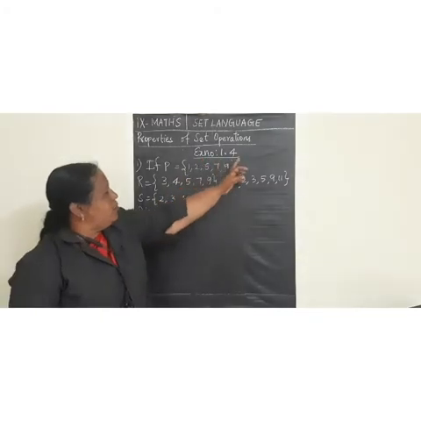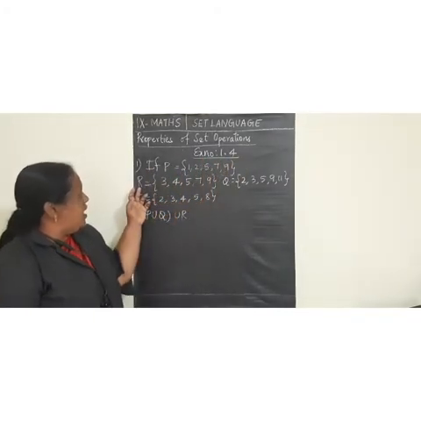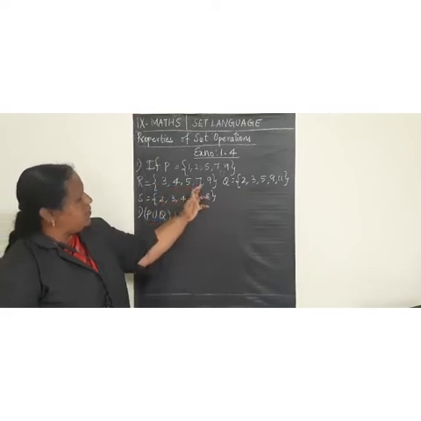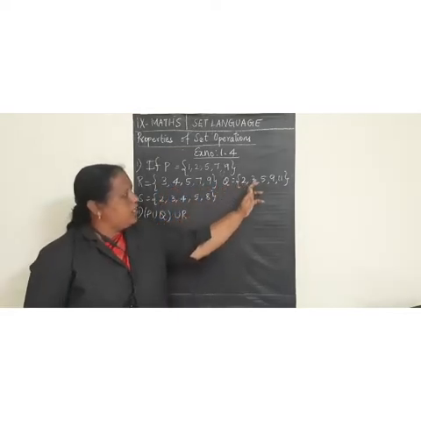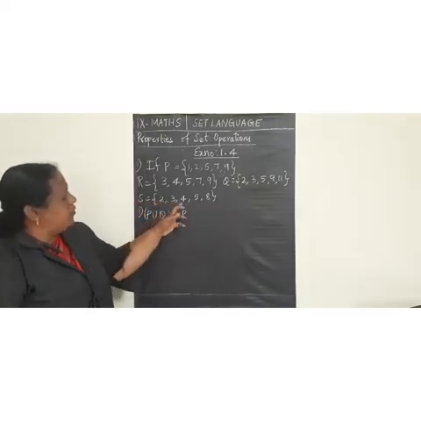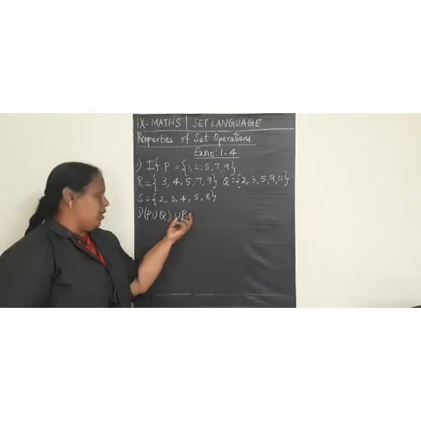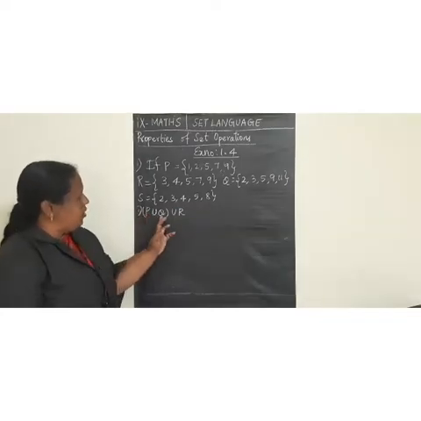Next, exercise 1.4. If P is equal to 1, 2, 5, 7, 9, R is equal to 3, 4, 5, 7, 9, Q is equal to 2, 3, 5, 7, 9, 11, S is equal to 2, 3, 4, 5, 8. We have to find P union Q union R.